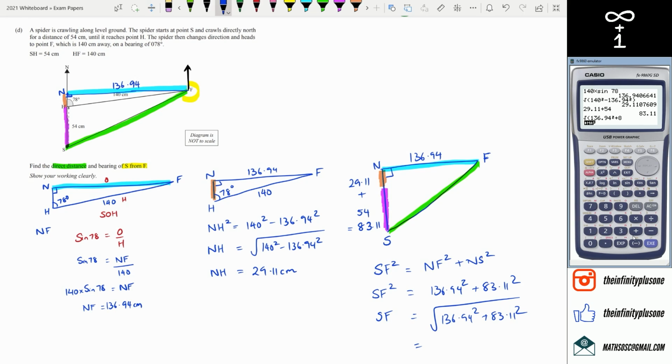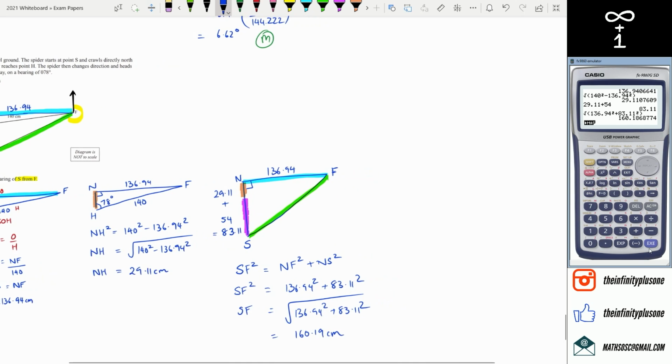Squared plus 83.11 squared. That gives me 160.19. So far, so good. Now, we've got the green part, which is the direct distance. Now we need to work out the yellow part, which is the angle, right?